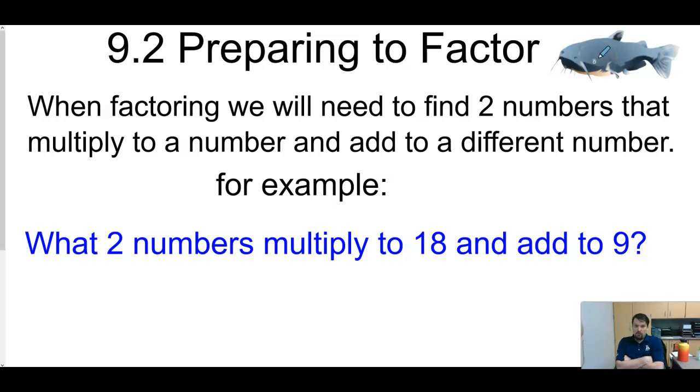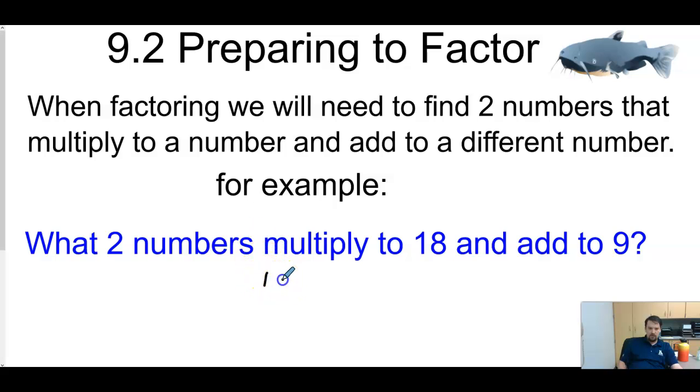When factoring, we will need to find two numbers that multiply to a number and add to a different number. That might sound a little confusing, but for example, what two numbers multiply to 18 and add to 9? So we're trying to find two numbers that will multiply to 18 and add to 9. To do this, I'm going to think, well, what are my factors of 18?